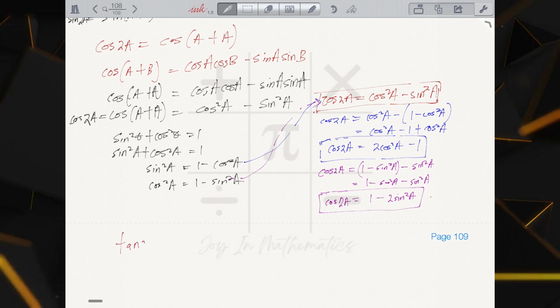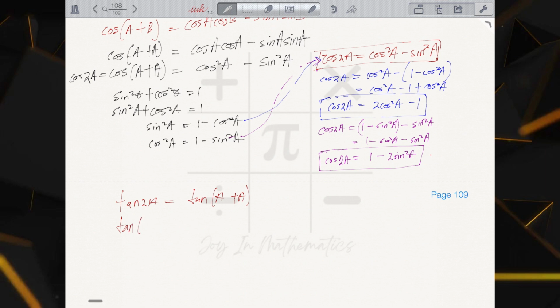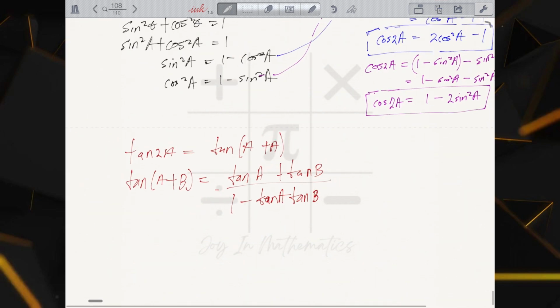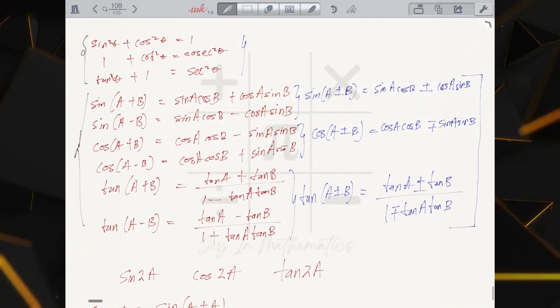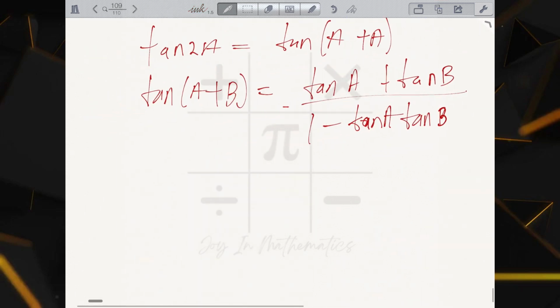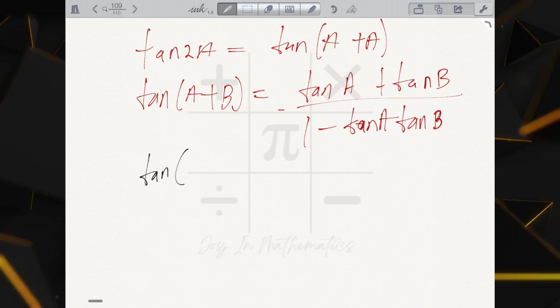So we have tan 2A is equal to tan (A plus A). With respect to that, we have tan (A plus B) is equal to tan A plus tan B, divided by 1 minus tan A multiplied by tan B, just as we have here. Now we are going to change B to A, as the case may be. So wherever we see B, we change it to A.